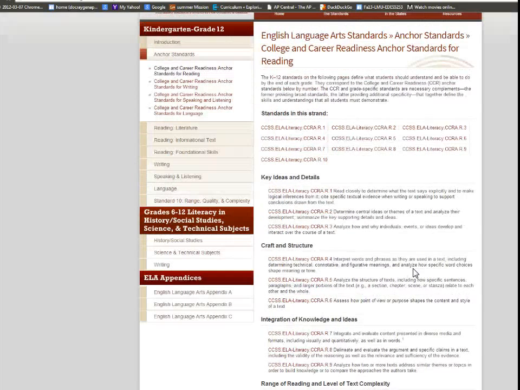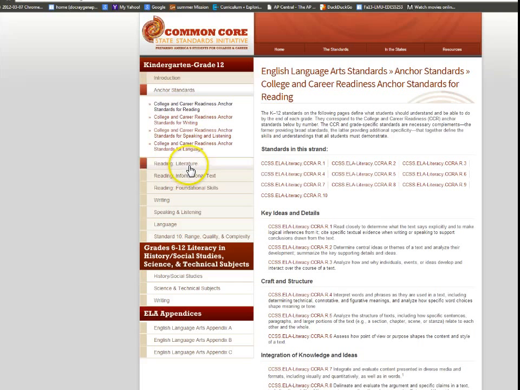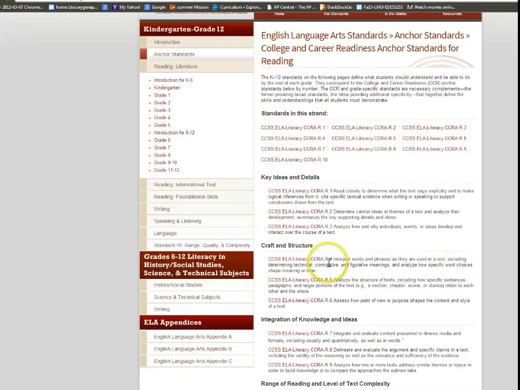Let's look at specifically reading literature. So these are the Anchor standards. These are the overall standards which govern reading literature, and reading informational text. Click on literature. And what's great about this is if you click on, let's review standard 4. Interpret words and phrases as they are used in text, including determining technical, connotative, figurative meanings, and analyze how specific word choices shape the meaning or tone.